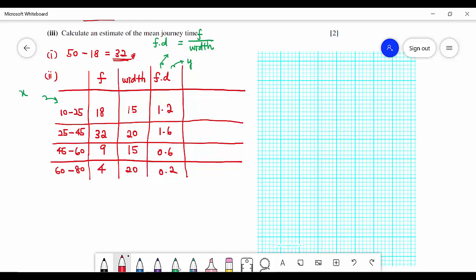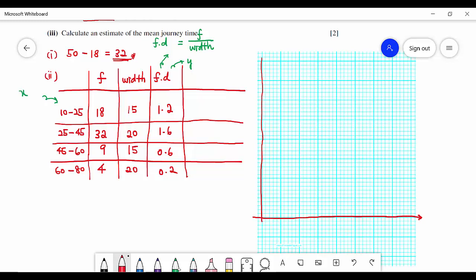For the frequency density, the highest value is 1.6. So maybe for us, we can include it for the scale like this. All right, so let me try it out here. Maybe I can make my graph like this.